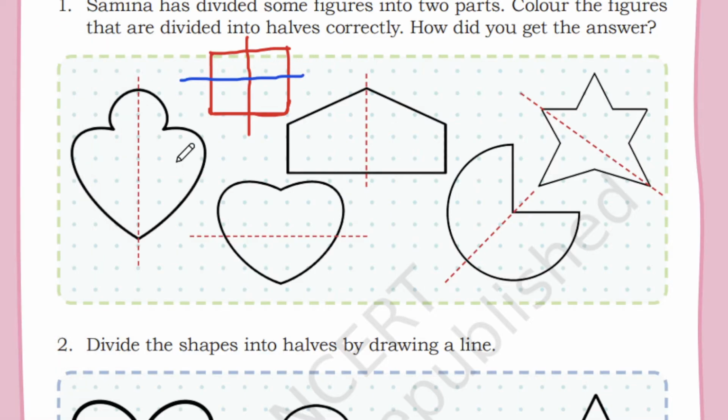Okay. So here if you see this one, it is equal half. So what you have to do, Samina has divided, color the figures that are divided into half. These we have to color over. See, it is very difficult for me to color, so what I'm going to do is I will shade this out.